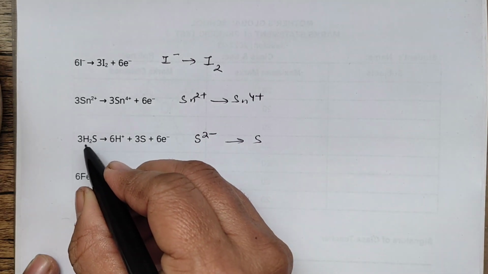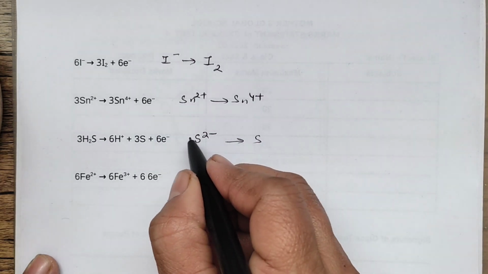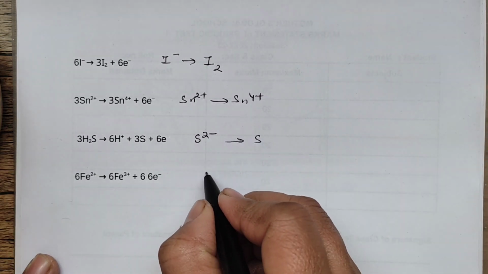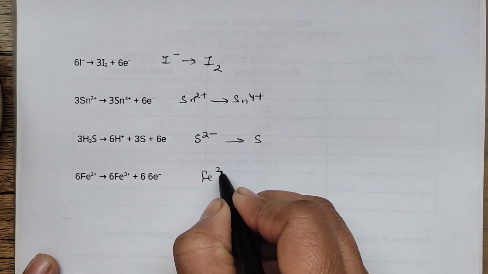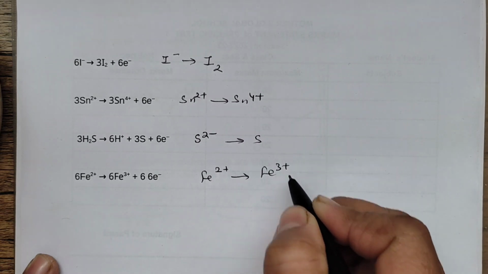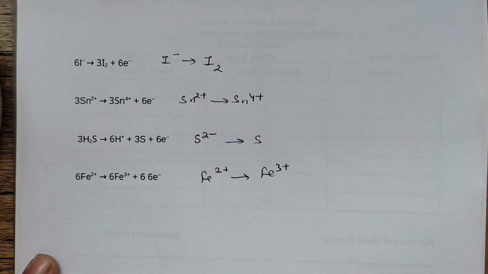It's actually H2S. I have written sulfide. If you're not writing sulfide, it is fine. H2S also would be okay. And you are oxidizing Fe2+ to Fe3+. Okay, you are oxidizing it this way. Got it?